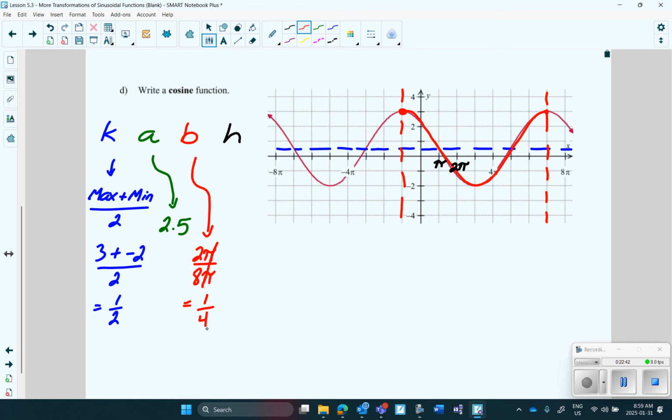And finally, the shift. It did shift because it didn't start on the y-axis, or the cosine cycle that we chose. It started where? Here, which is, how far is this from here? Negative pi, correct.